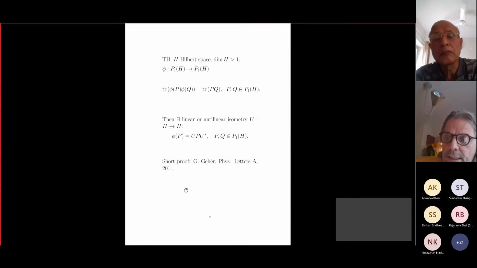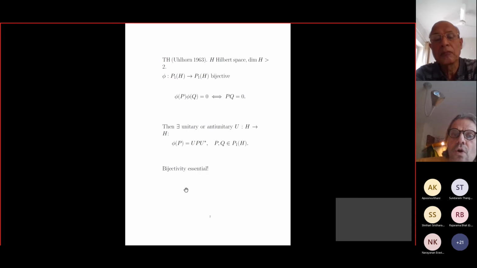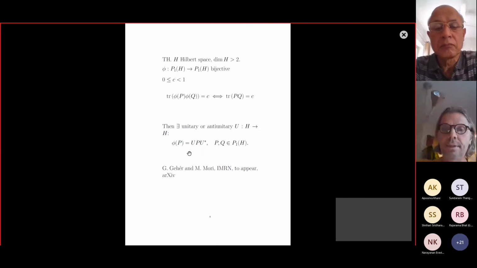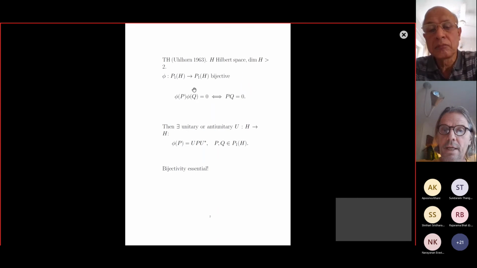This is Ulhorn's theorem. We have a bijective map, and orthogonality is preserved in both directions, and then the conclusion is that the map is of standard form. Can we do any better?